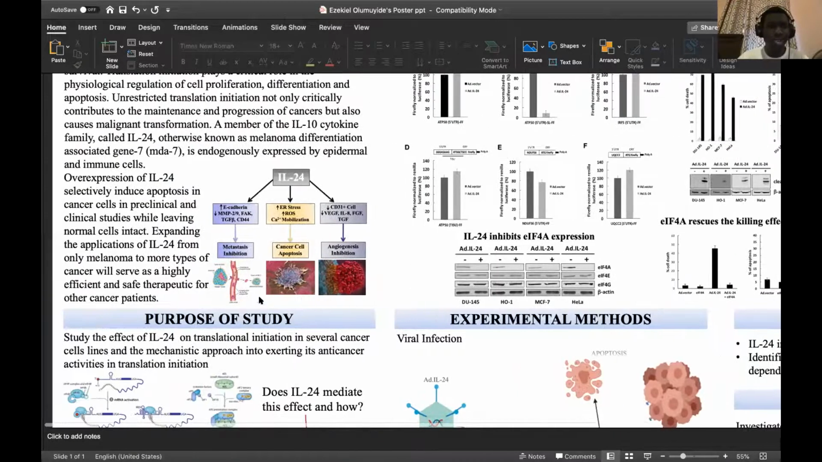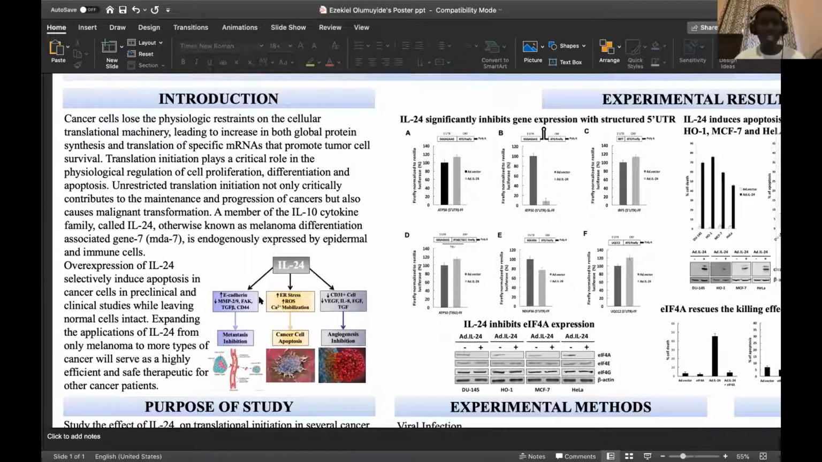Yes. So what makes cancer cells different from normal body cells is that they overexpress some genes to upregulate survival and proliferation proteins that make them grow continuously, and they lose restraint over the translational machinery, which is the mRNA to protein translation.